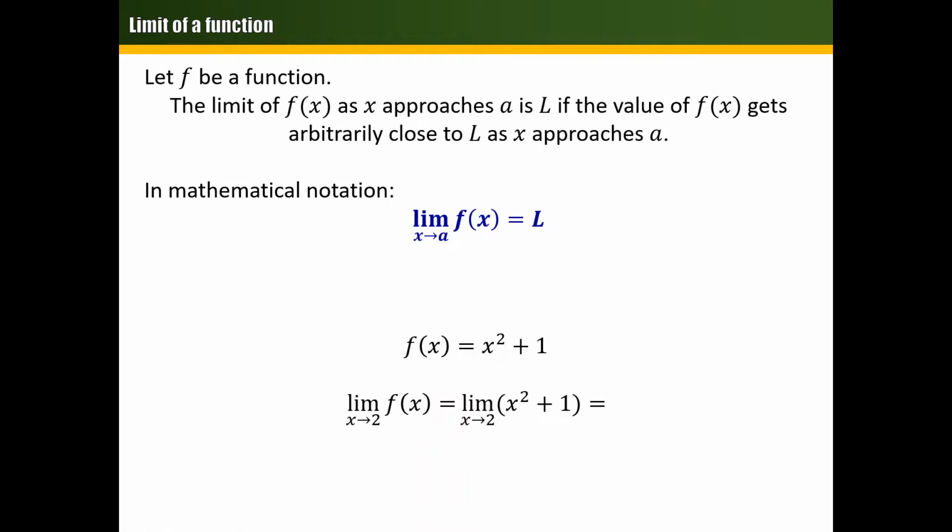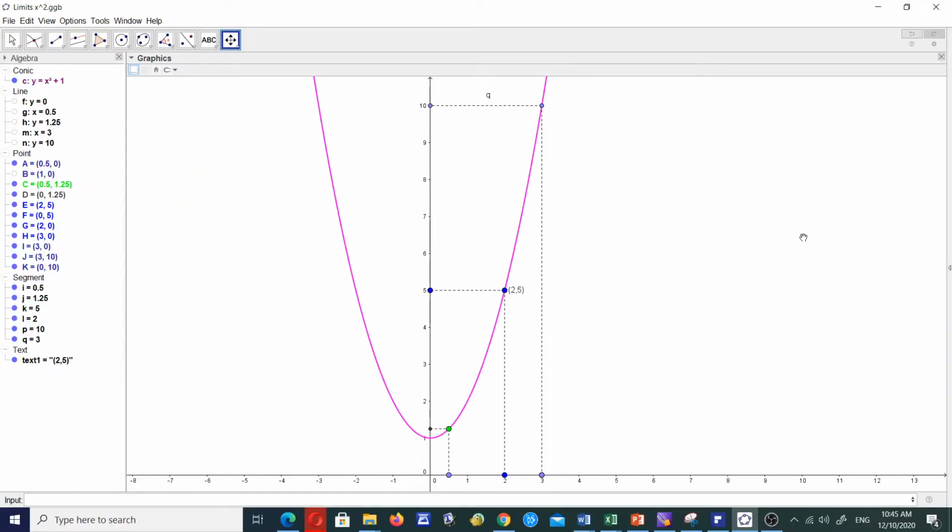Now, to determine the limit of this function, let us look at the graph of f of x equals x squared plus 1. In GeoGebra, we have drawn the graph of f of x equals x squared plus 1. This is the pink parabola here. And note that our x approaches 2. So this is x equals 2, and the function value of f when x is 2 is 5. Let's consider an x, say this x here. X is 0.5 and its function value is something that is greater than 1.